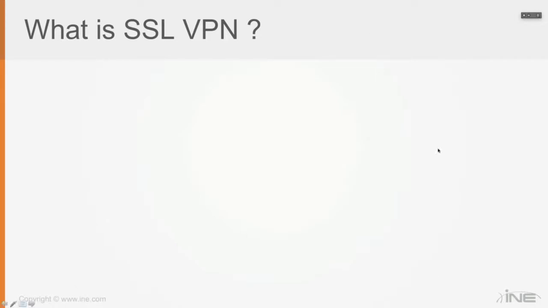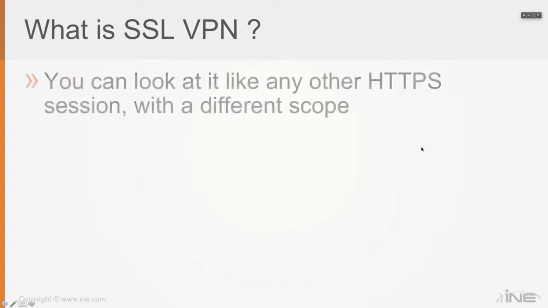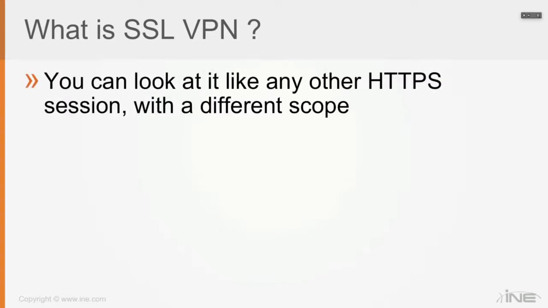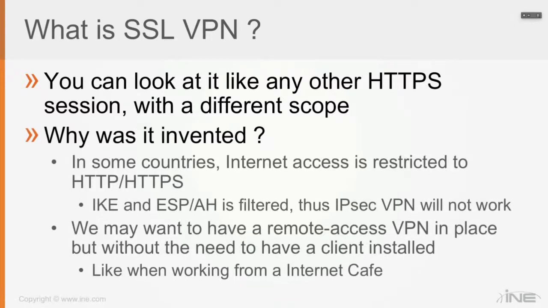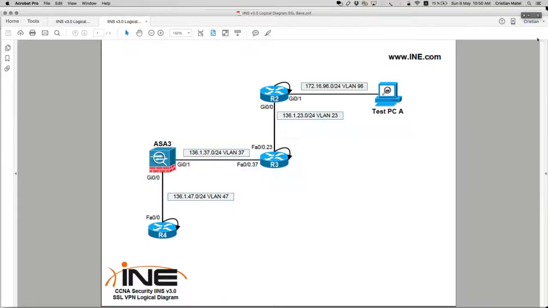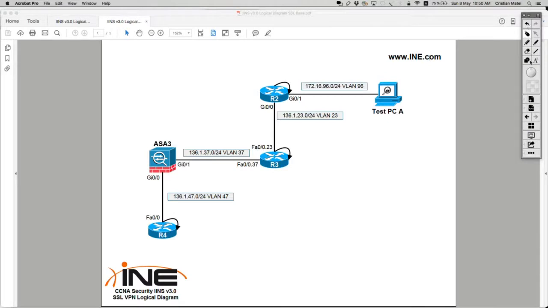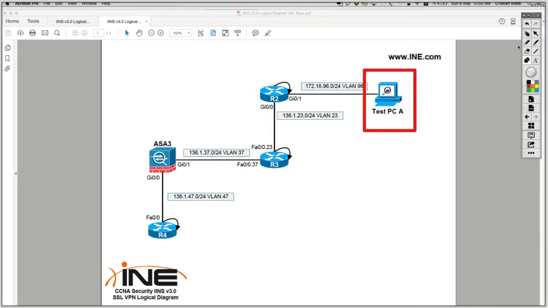So what is an SSL VPN or TLS VPN? You can look at it like any other HTTPS session, but with a different scope. The scope is pretty obvious. Say this is a remote access user, out on the internet, working from Starbucks, for example, and on this side of the network is the headquarters.